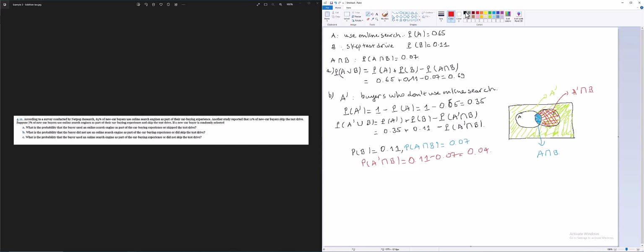Now we have all the numbers. We need to find P of A prime union B. That would be 0.35 plus 0.11 minus 0.04, and that's going to be... Oh, I'm sorry, I made a mistake here. That should be 0.42.